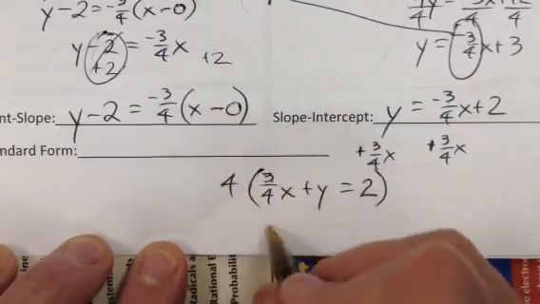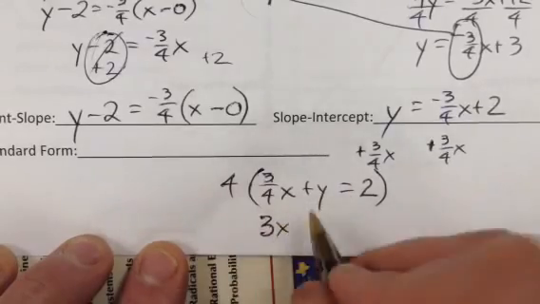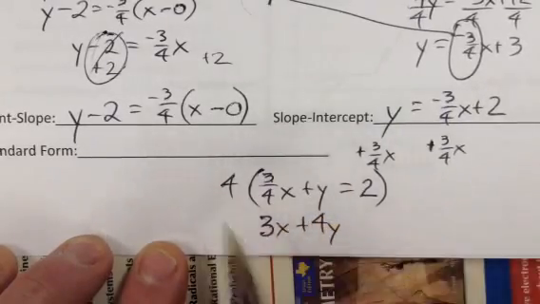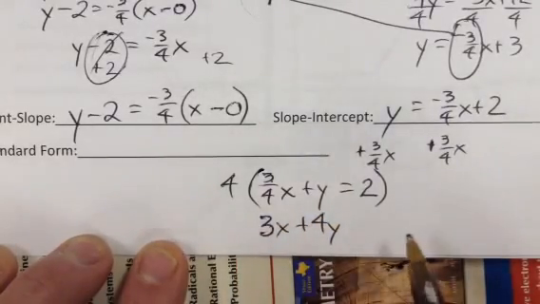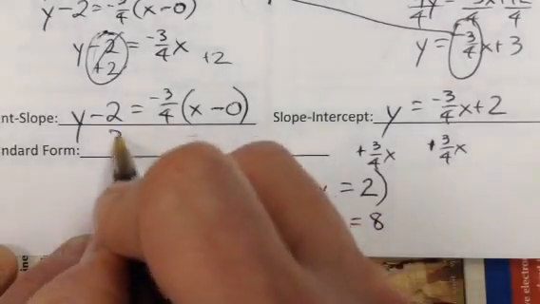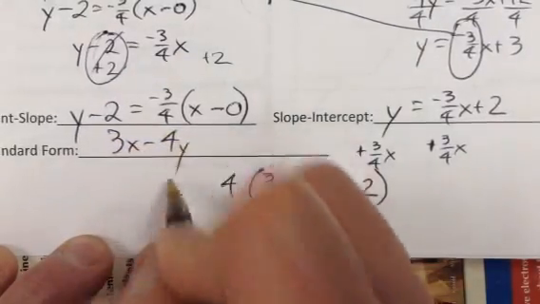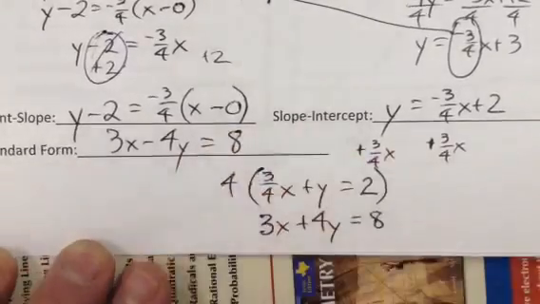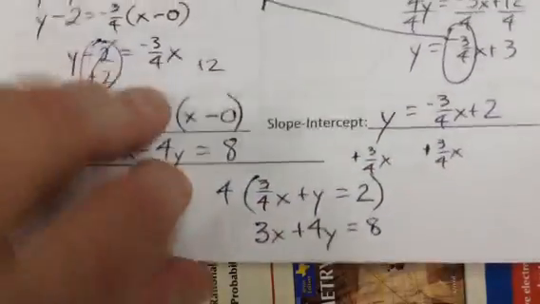4 times 3/4 is 3 in front of the x. 4 times y is 4y, and 4 times 2 is 8. And there we go, standard form. Let's see what's another one we need to take a look at.